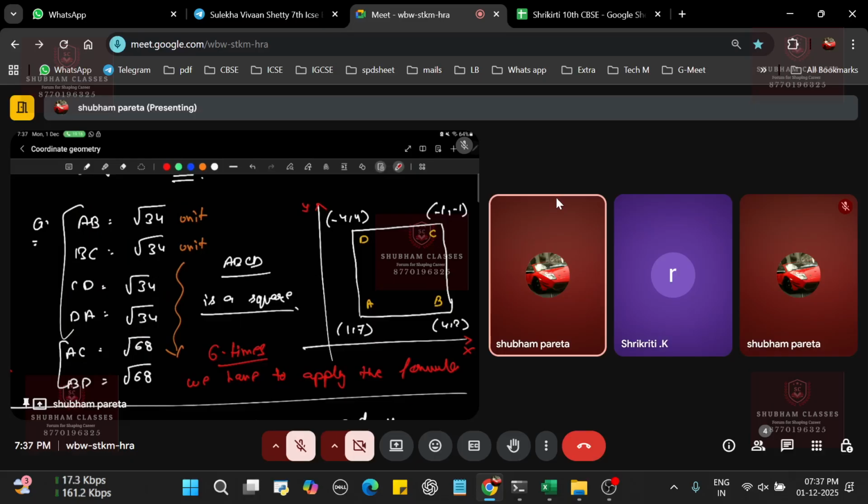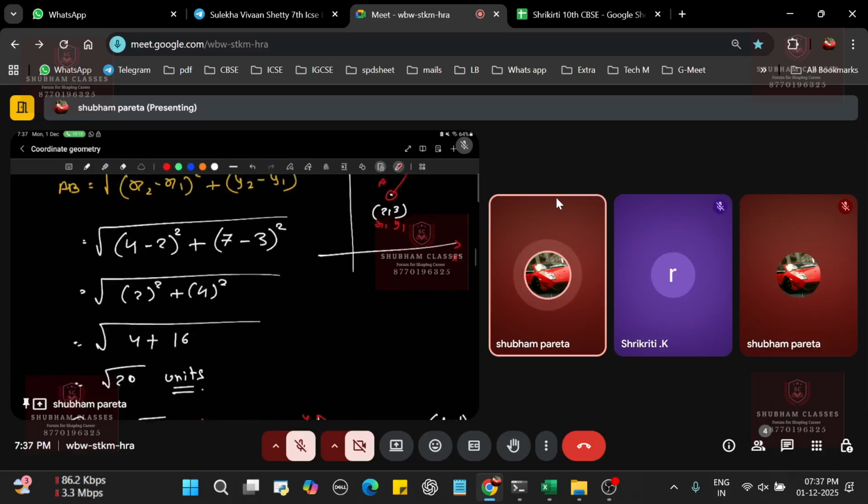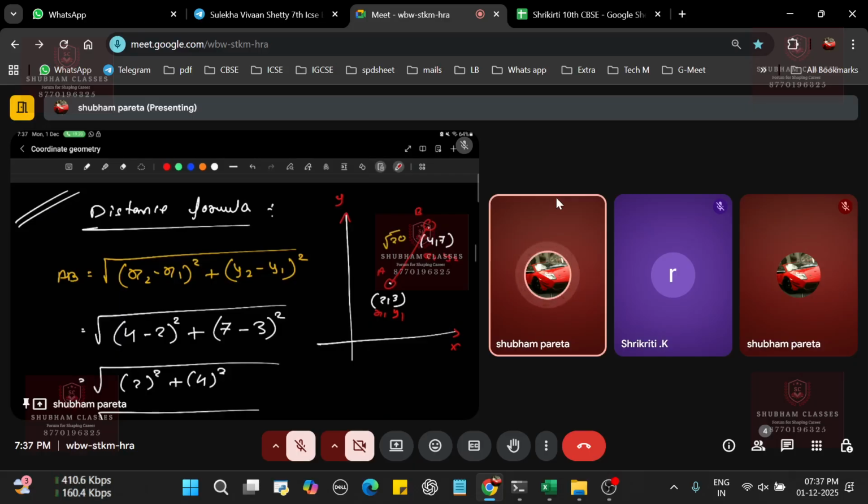Okay. Yes, sir. Now, point to be noted: whenever you are solving any question, no matter you know the formula or you don't know the formula, always write down the formula.